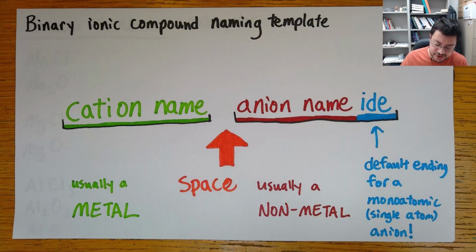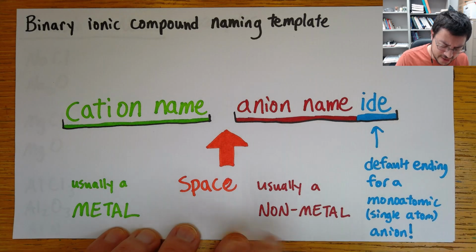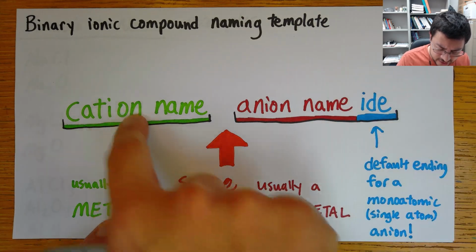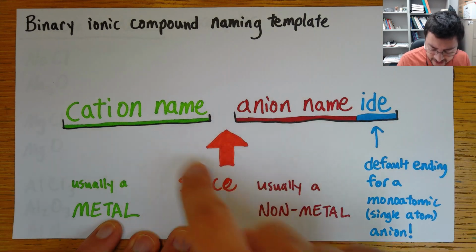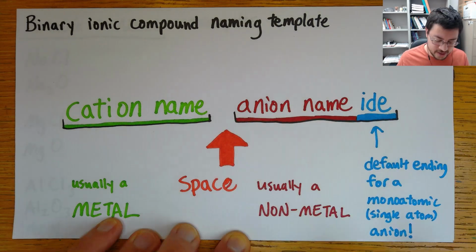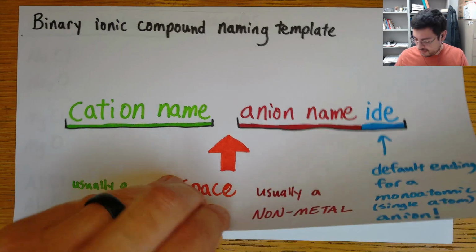That -ide is usually going to be your ending for your more electronegative element, if you've studied electronegativity. If you haven't, you can see a different video, or you may not have to worry about it too much here. So 4 things, 1, 2, 3, 4: cation, space, anion, -ide. All right, let's do it.